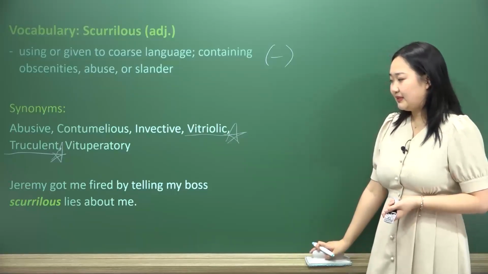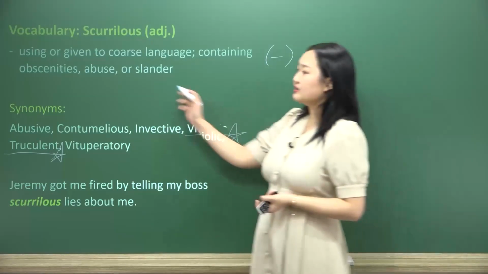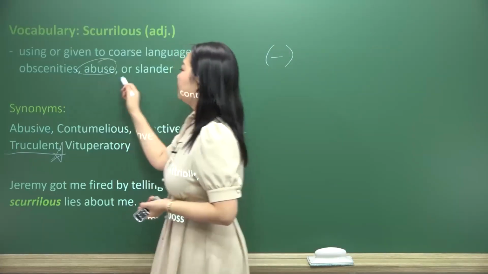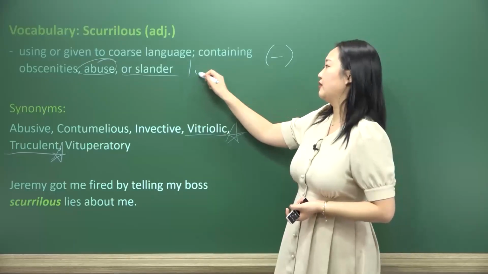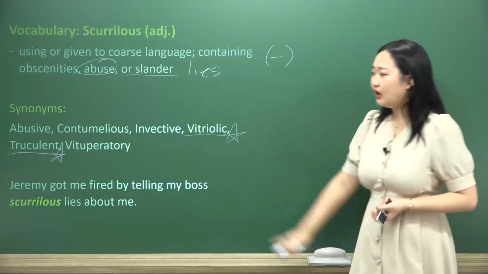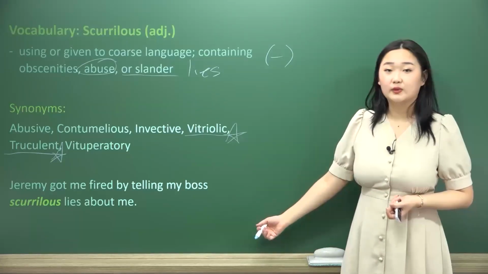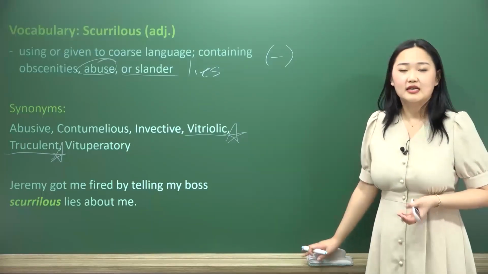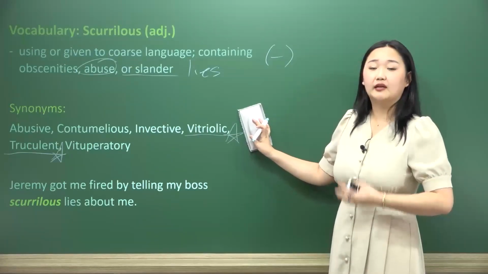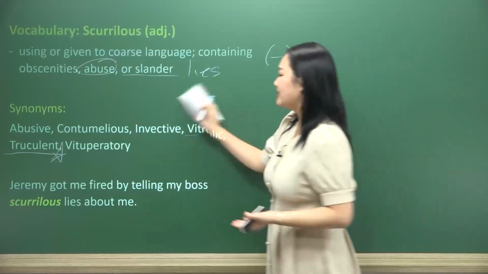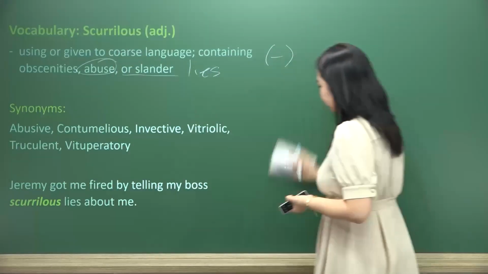Jeremy got me fired by telling my boss scurrilous lies about me. Here we're talking not necessarily obscenities, but we're talking about abuse and slander. It's telling lies. Lies is another way to think of it. And so with that, this person ends up getting fired because somebody's whispering rumors around the workplace saying, oh, did you hear about this? Did you hear about that? All this abuse and slander, all these lies, all these negative comments that don't make this person look good.